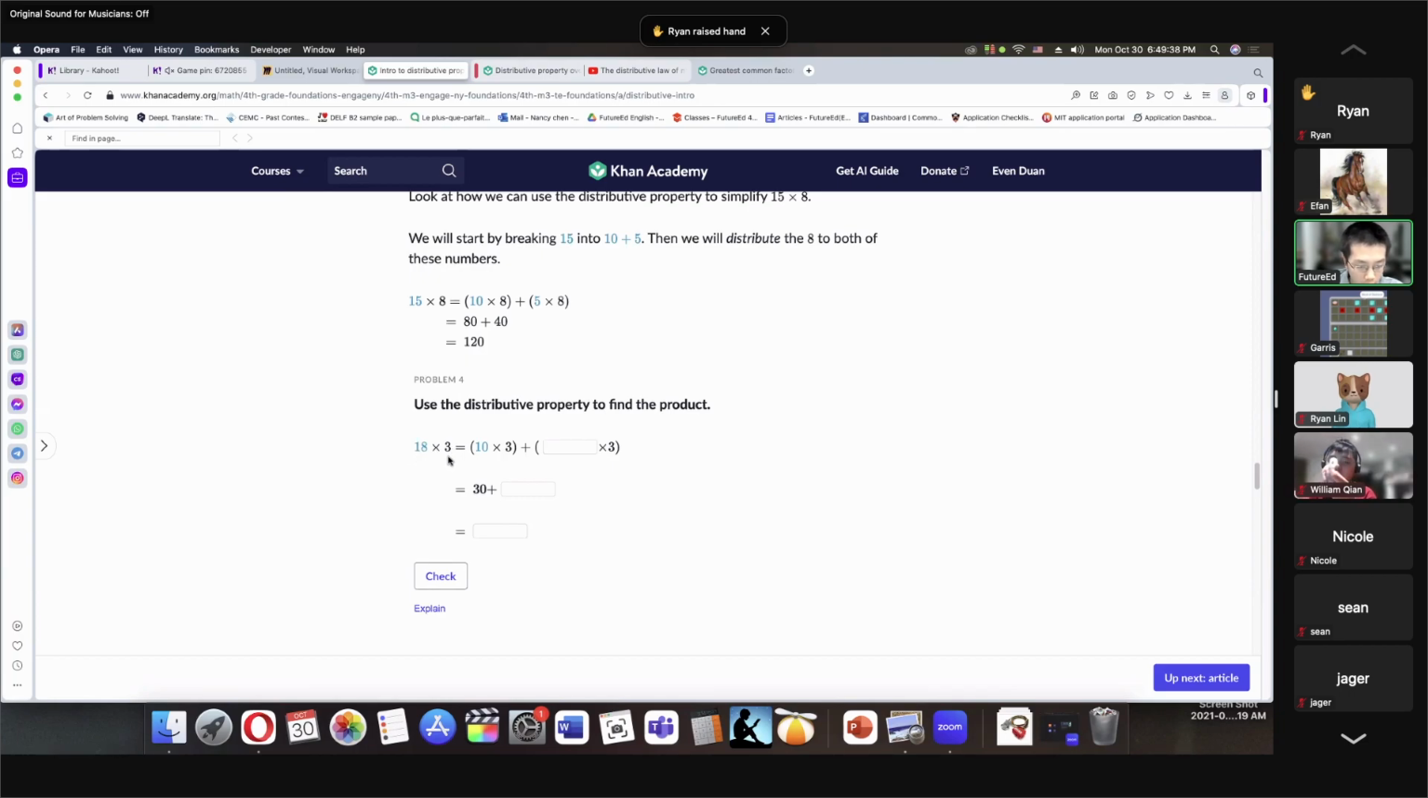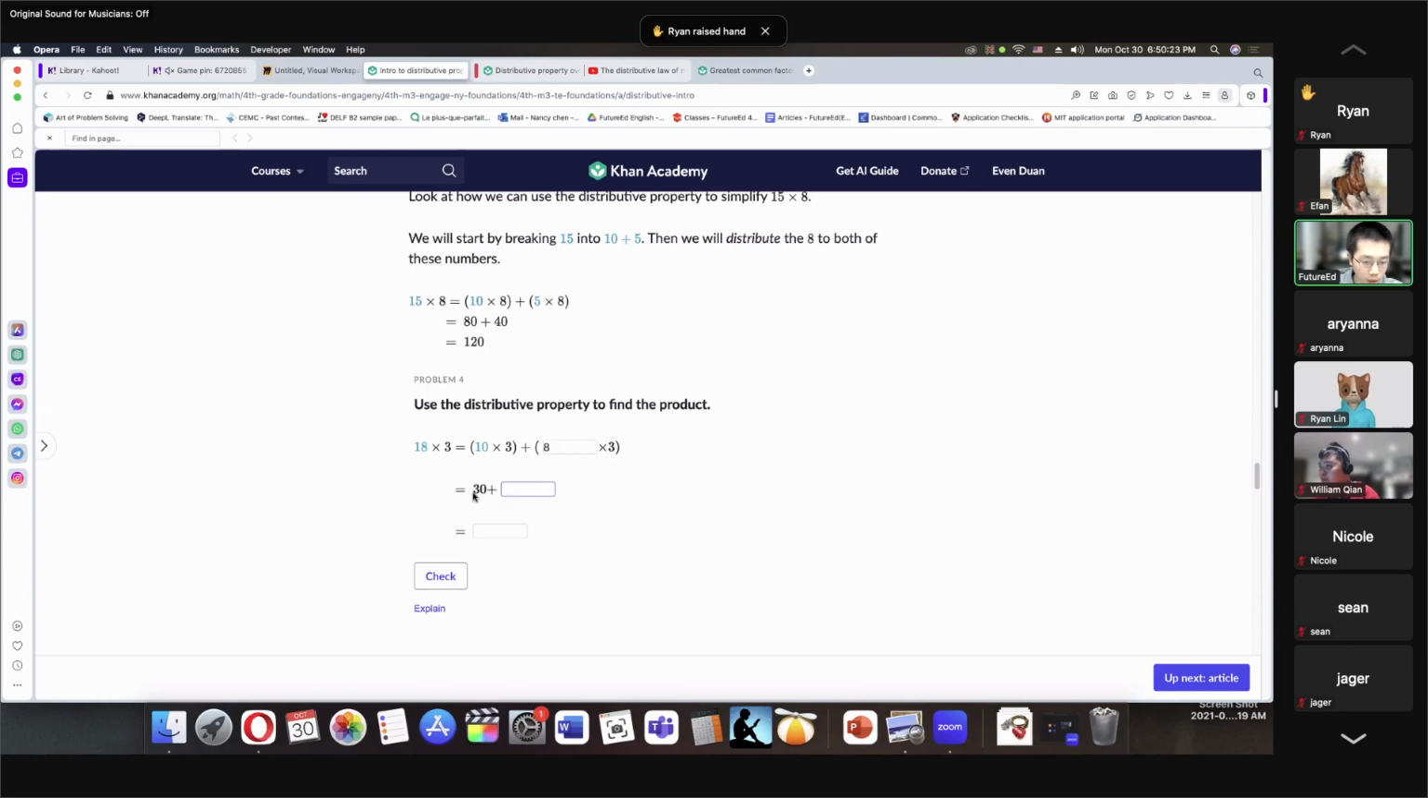What about 18 times 3? How can we break it up? We broke it up over here. Someone already filled in a 10. So what should the other side be? Any volunteers? Ariana, would you like to give this a try? So we broke 18 times 3 into parentheses 10 times 3 plus something times 3. What would this something be? 8. Okay, so we know that we can break 18 times 3 into 10 times 3 plus 8 times 3.